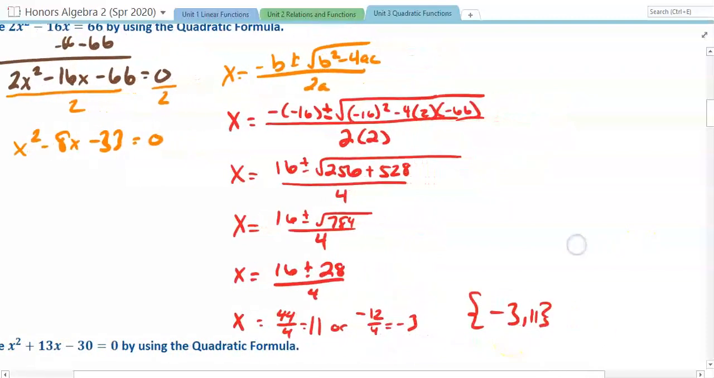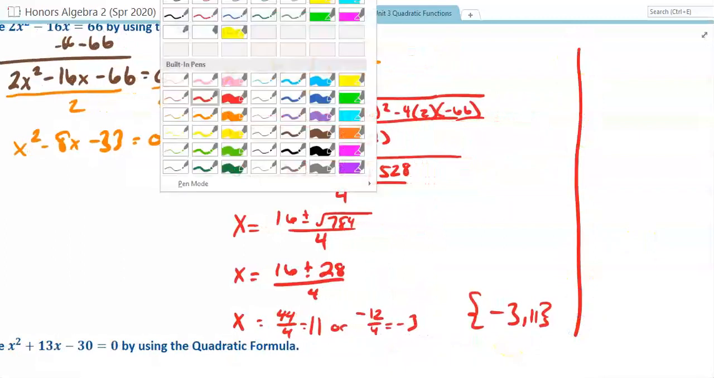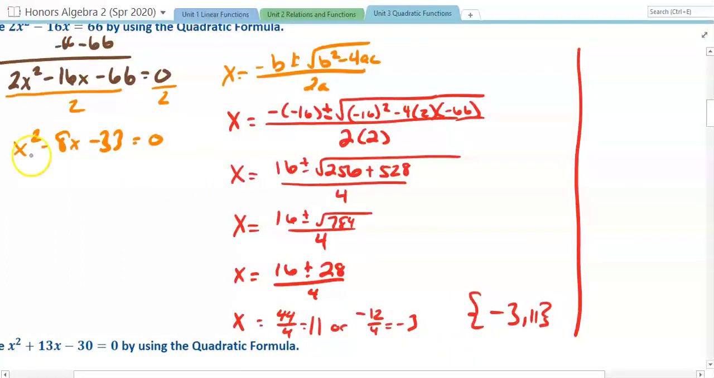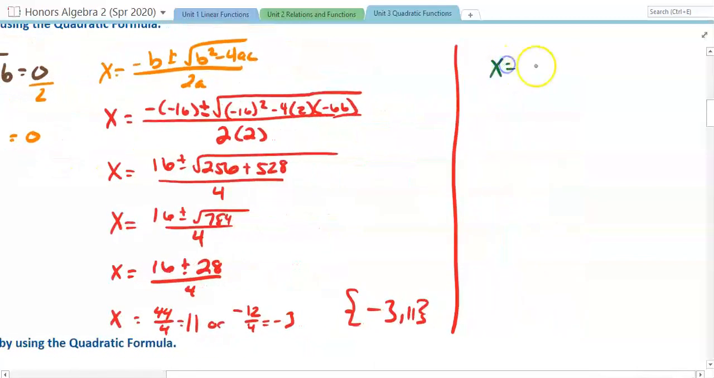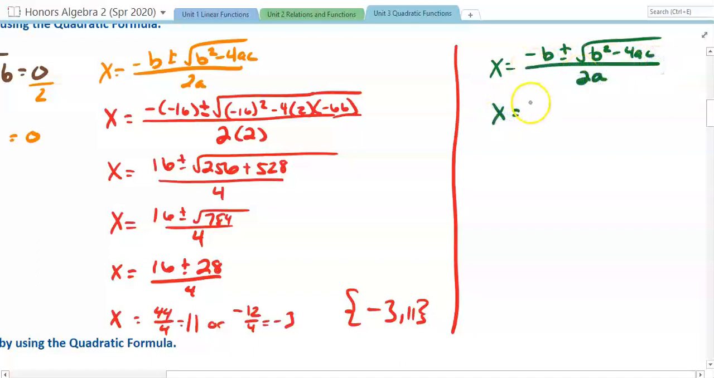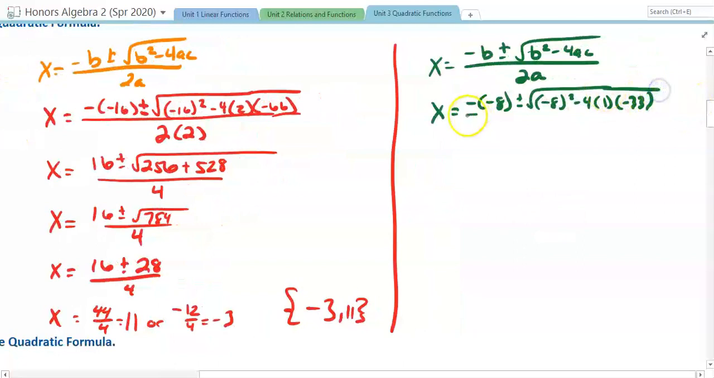Now, I said that we would do this a second time with that reduced one to show that it would work, right? And so my a is 1, my b is negative 8, and my c is negative 33. And so x is equal to the opposite of b plus or minus the square root of b squared minus 4ac all over 2a. And so x is equal to the opposite of negative 8 plus or minus the square root of negative 8 squared minus 4 times 1 times negative 33 all over 2 times 1.